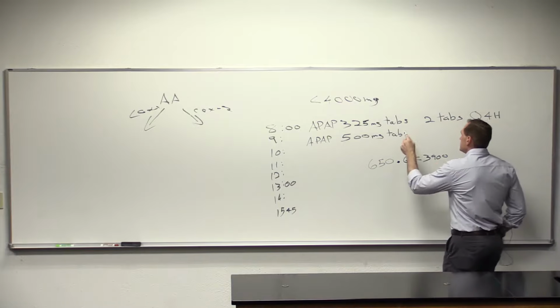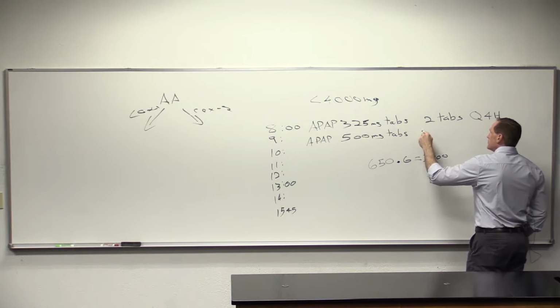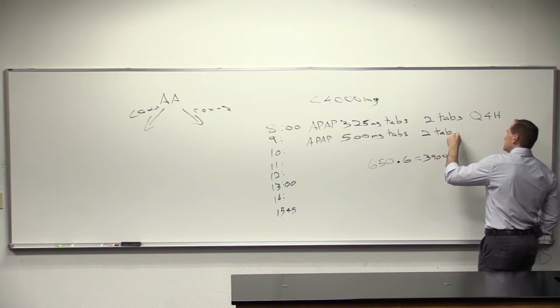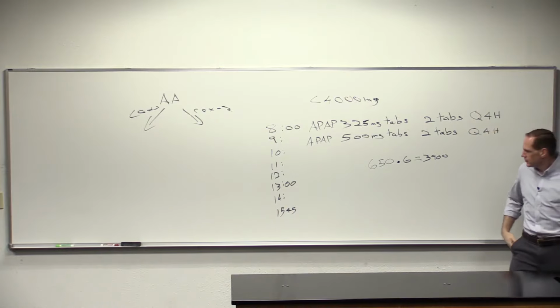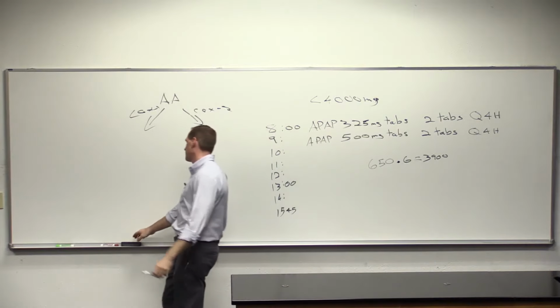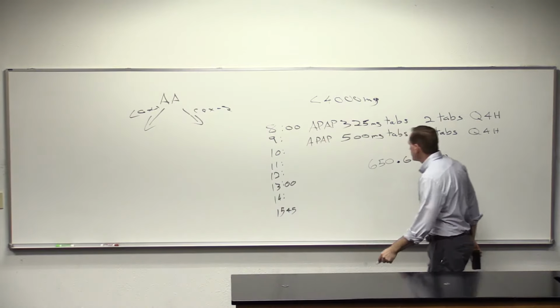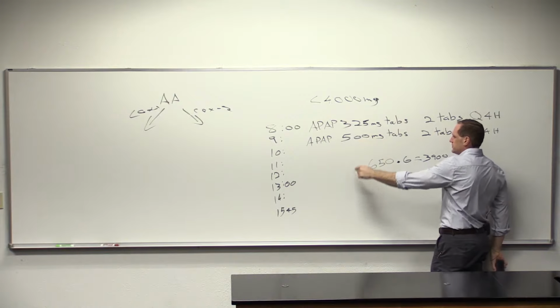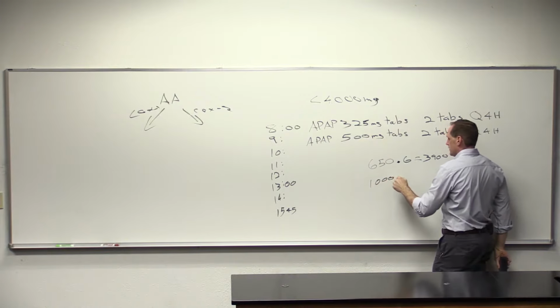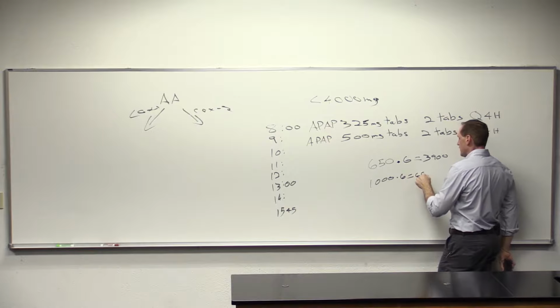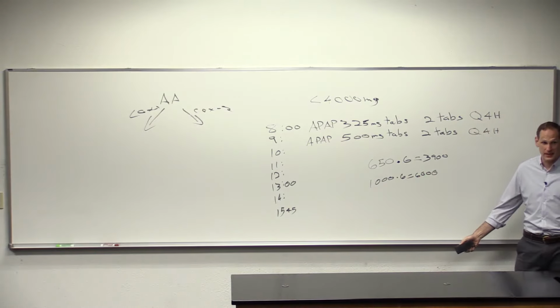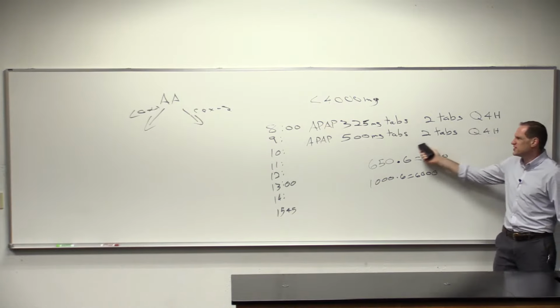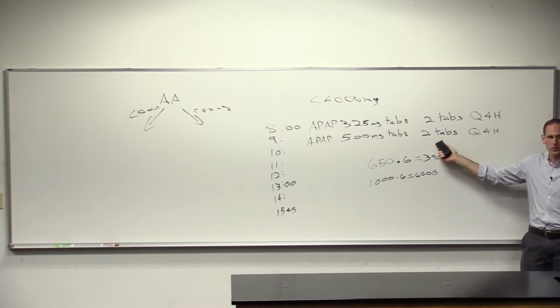Now, let's do the same order with the 500s. 2 tabs, Q 4 hours. What do you have there? So double 500 is 1,000 times 6, which is 6,000. Oh, crap. We're toxic by 50% here. That's no good. So this particular order is unsafe. If you ever see this order, what are you going to do?